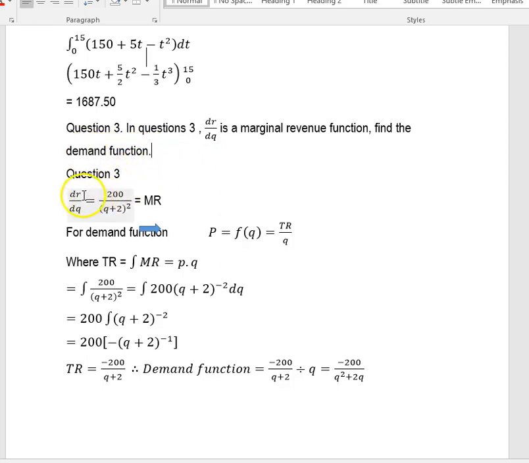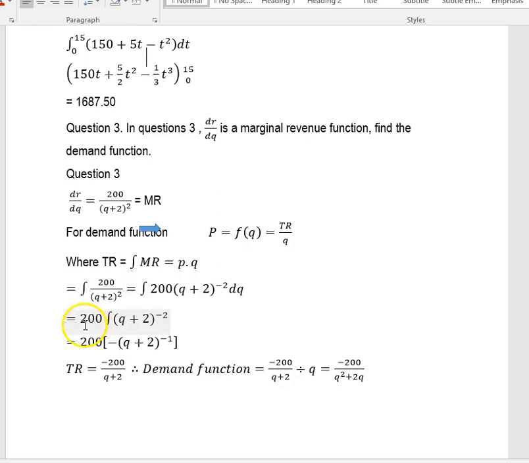Let's look at an example. The marginal revenue is given as 200 over (Q plus 2) squared. It means we need to integrate that to get our total revenue. And don't forget, I said you divide by Q to get your demand function. So let's first of all integrate that. To integrate that, I can decide to bring this up. It becomes a negative. I'm still going to be using my substitution method. And so I have that.